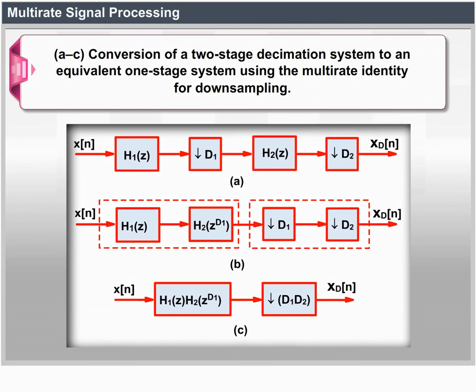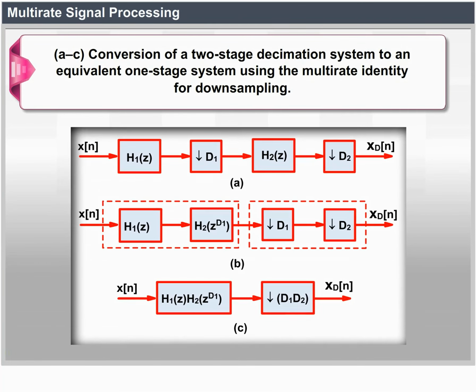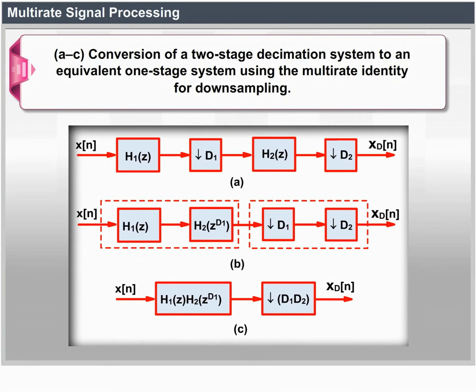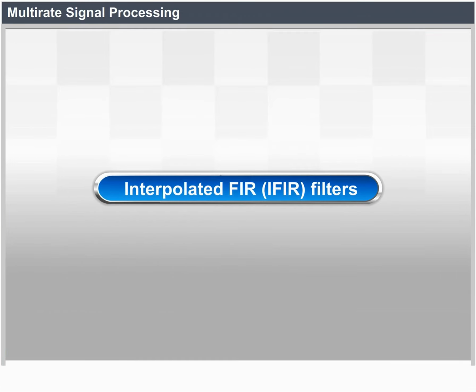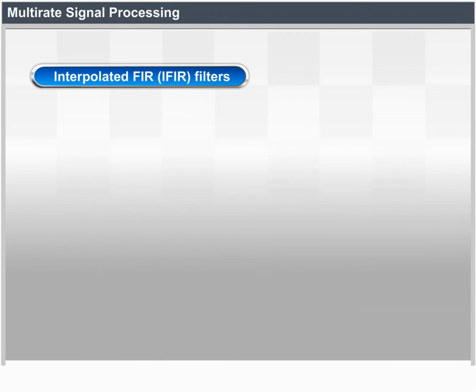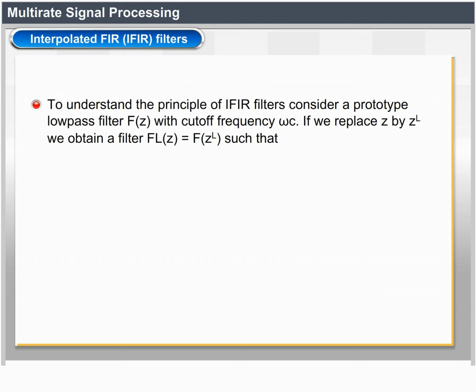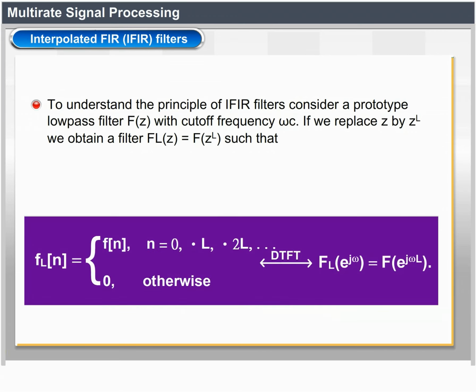Interpolated FIR/IFIR filters. To understand the principle of IFIR filters, consider a prototype low-pass filter F(z) with cutoff frequency omega c. If we replace z by z^L, we obtain a filter F_L(z) equal to F(z^L) such that F_L(n) equal to F(n), where n equal to 0, plus or minus L, plus or minus 2L, etc.